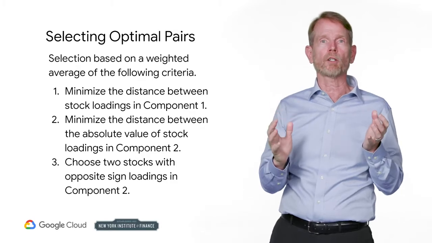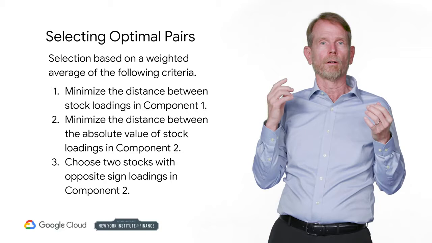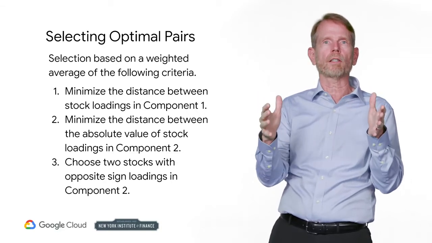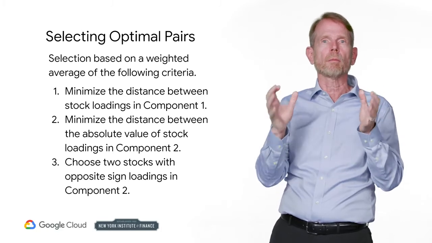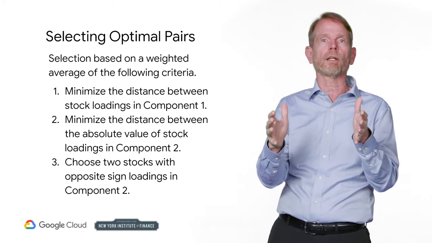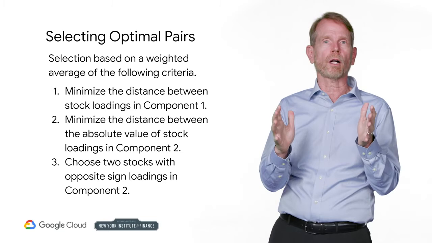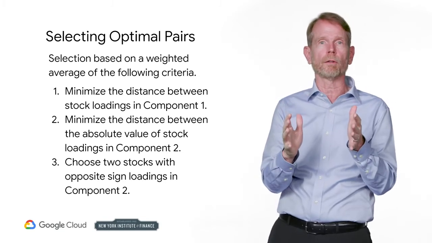Your optimal pair could be a weighted average of the following criteria. First, you seek to minimize the distance between the two stock loadings in component 1. You seek to minimize the distance between the absolute value of the two stock loadings in component 2. You will choose two stocks whose loadings must have opposite signs in component 2.